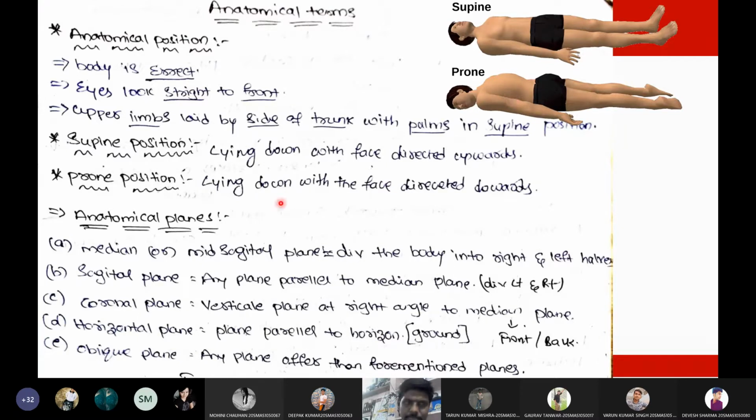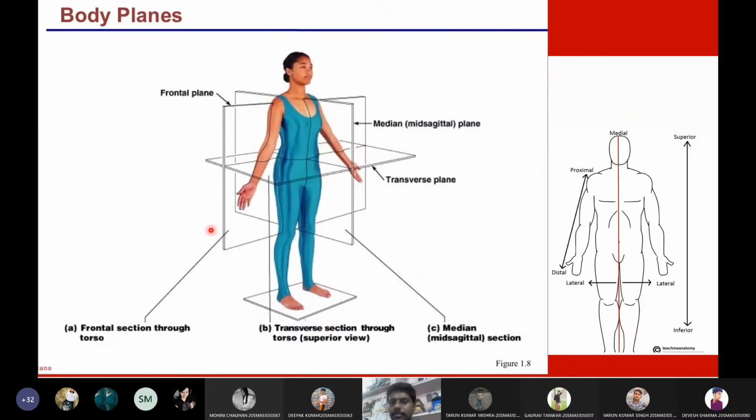Then the third one is anatomical planes. What are these anatomical planes? What is the role of these planes? What is the importance of these planes? Now let us discuss in detail about these anatomical planes. Anatomical planes are also called body planes, students, and these body planes are extensively used for the purpose of X-rays. If we want to take any X-ray of a human body, then we will take those X-rays in terms of planes. We will cut the body into different planes to study the structures. Now let us see what planes are present in the body.